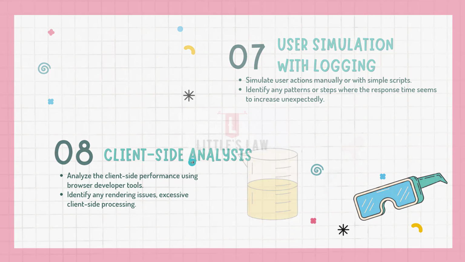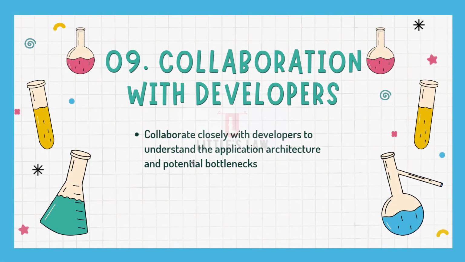And finally, this is a very important part, which is collaboration with the developers. So we have to collaborate closely. The performance engineers have to collaborate closely with the developers to understand the application architecture and any potential bottlenecks. And also we have to work together to review the code, identify the performance improvement opportunities and implement any necessary changes.